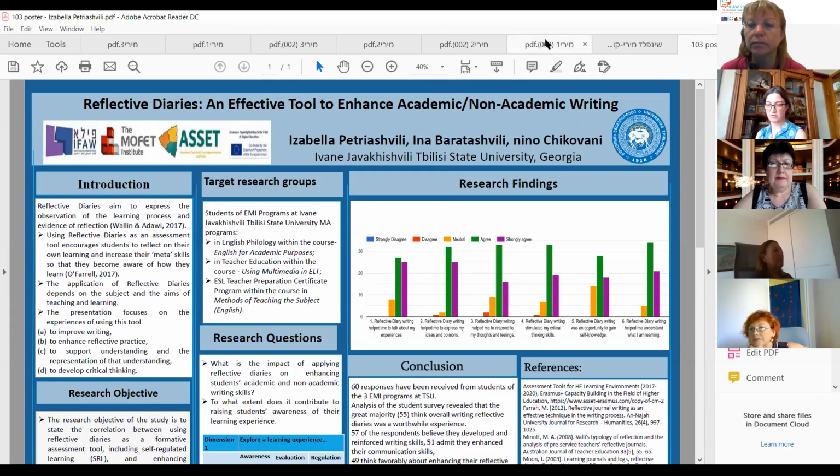up to 18 purposes of reflective diaries, out of which the most relevant objectives pursued within the study was to explore how it affected writing, reflective thinking, understanding, learning, and developing, of course, critical thinking. Reflective diaries aim to express the observation of the learning process and evidence of reflection. Using reflective diaries as an assessment tool encourages students to reflect on their own learning and increase their meta skills so that they become aware of how they learn and even what they learn. The application of reflective diaries depends on the subject and the aims of teaching and learning.